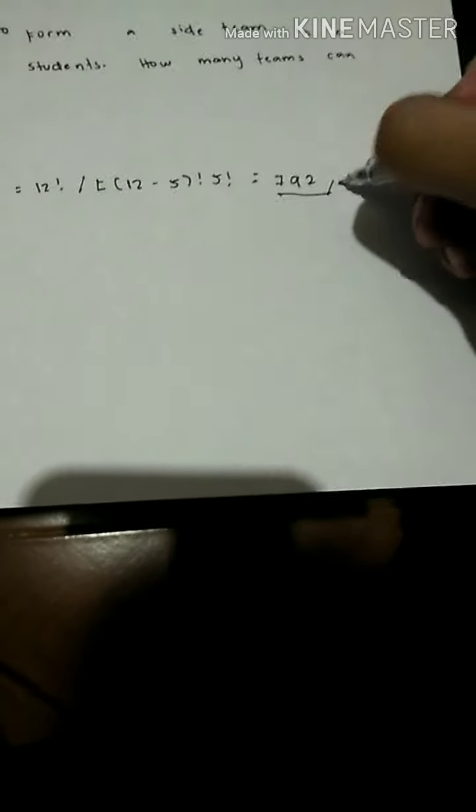Again, we need to form a 5-member team in a class of 12 students. How many teams can be formed? There is nothing that indicates that the order in which the team members are selected is important, and therefore it is a combination problem. Hence, the number of teams is given by this formula: 12 factorial over (12 minus 5) factorial times 5 factorial, and it is equal to 792.